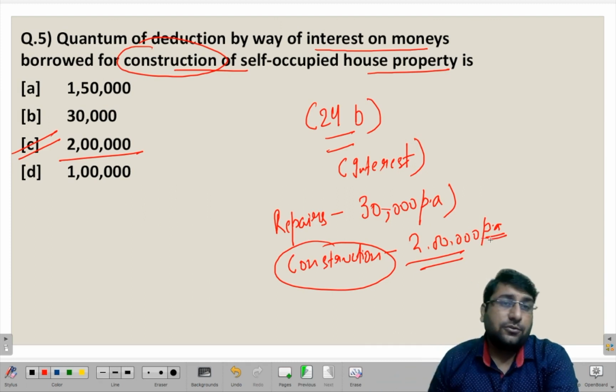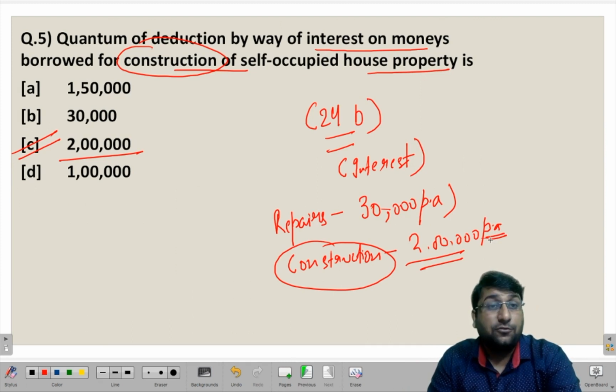So that was all for today from this particular topic of house property. I hope that these questions will be helpful to you for your exams.